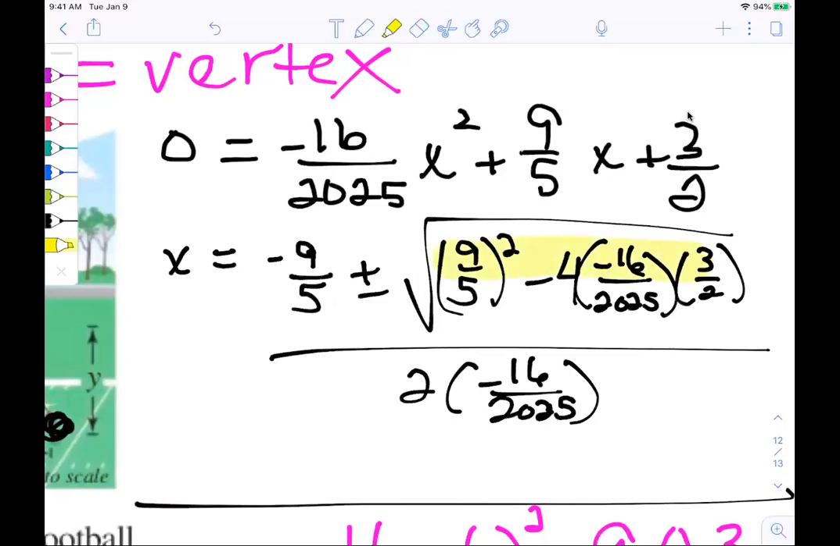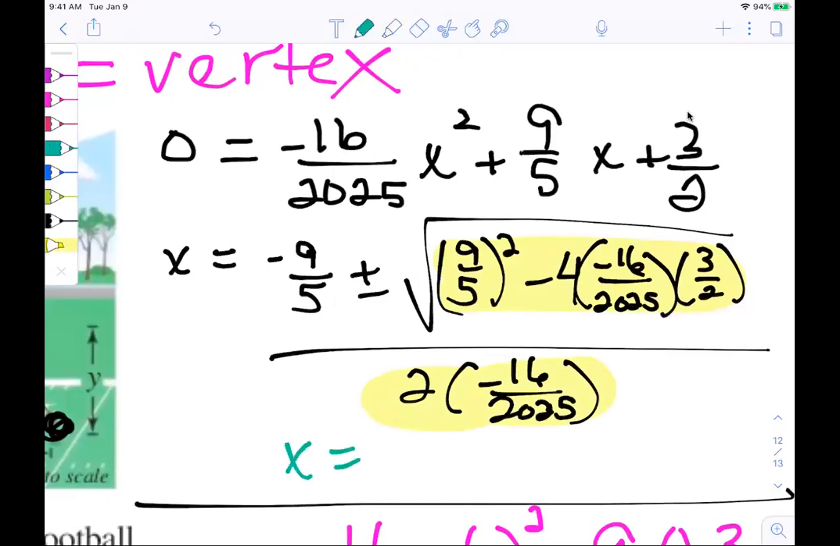I would first just take the numbers underneath the square root and place them in the calculator and get an answer for that. Then take the square root of that number. On the denominator, I would separately take 2 times negative 16/25 and get an answer for that. So plugging this in your calculator, you probably want to do it in a couple of steps. If you want to plug it all in, make sure you're using parentheses like crazy, but I would just take it piece by piece.